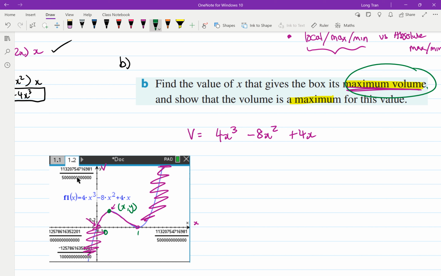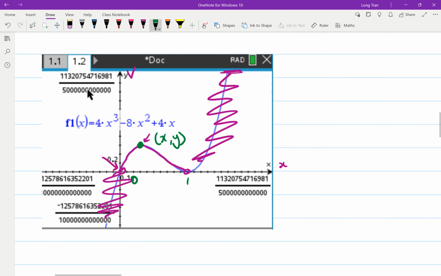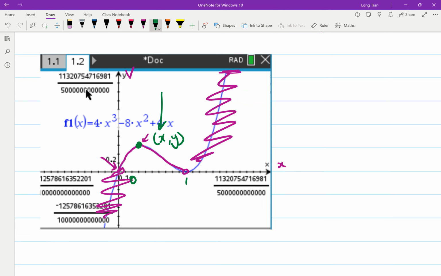It's your y value, right? So I often see students put the x value. It tells me that they're not understanding what the equation represents. It represents volume. So then when they say, show that the volume is maximum for this value, they want you to find the x value. That's what they're referring to. What is this x value? And show that the maximum, which is the y value, is that. Okay? Now, what's another way to find this max value without a CAS?